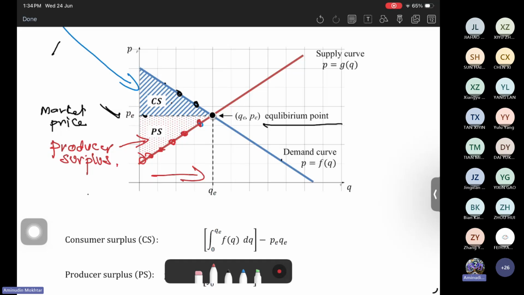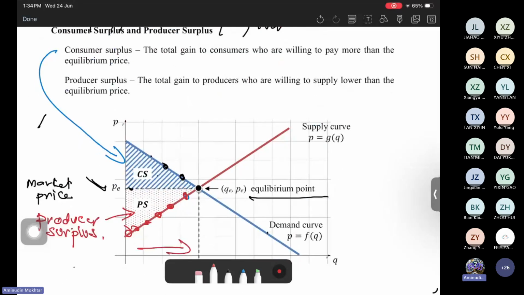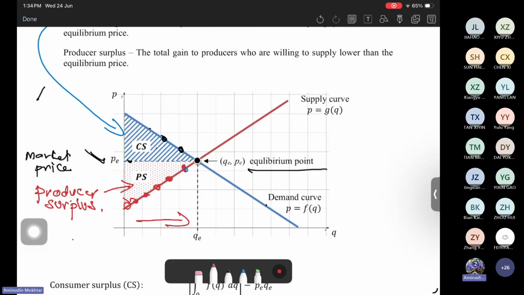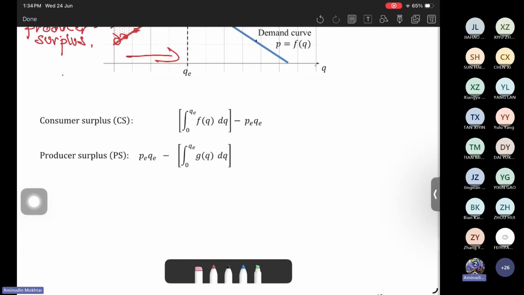The blue shaded area is the consumer surplus. So how to find this area? Okay, basically in this class, you need to find this area by using this formula. This formula is related to the definite integral.